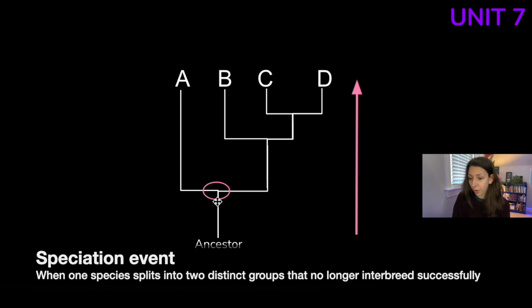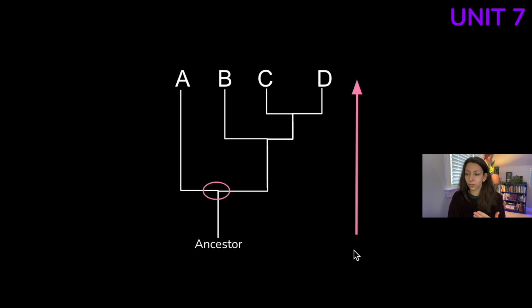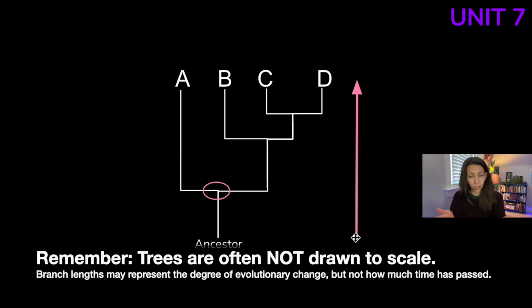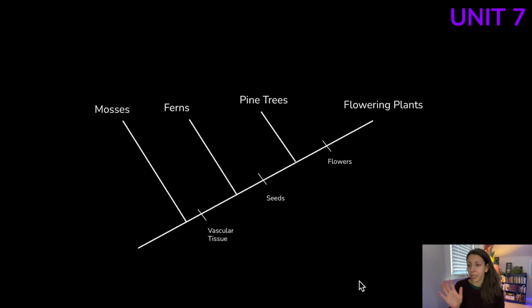And then this circle mark here, that is a speciation event, or an event where these two different groups branched from each other. And as time goes on a phylogenetic tree, it will continue from where the ancestor arose. A lot of times these are not drawn to scale along a period of years or millions of years. Okay, so let's look at this plants one more time.